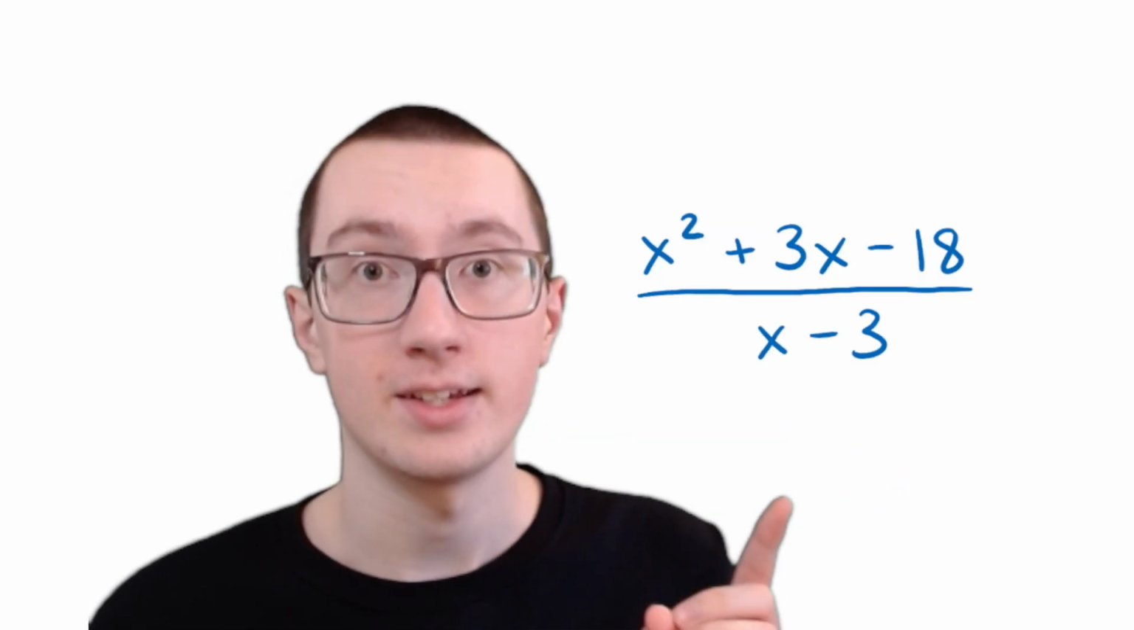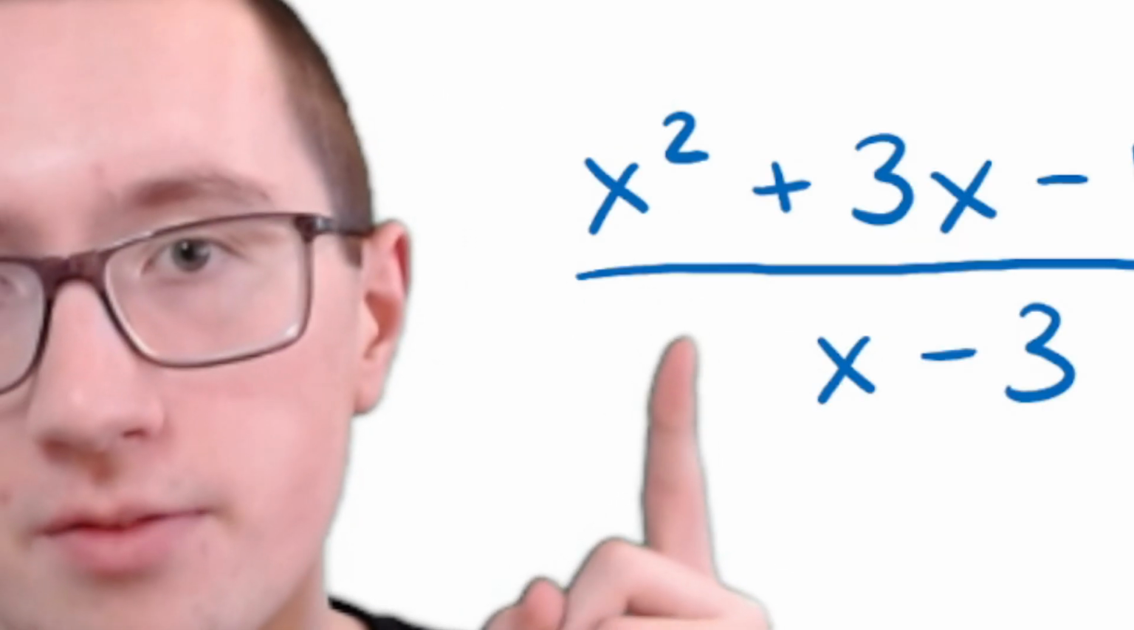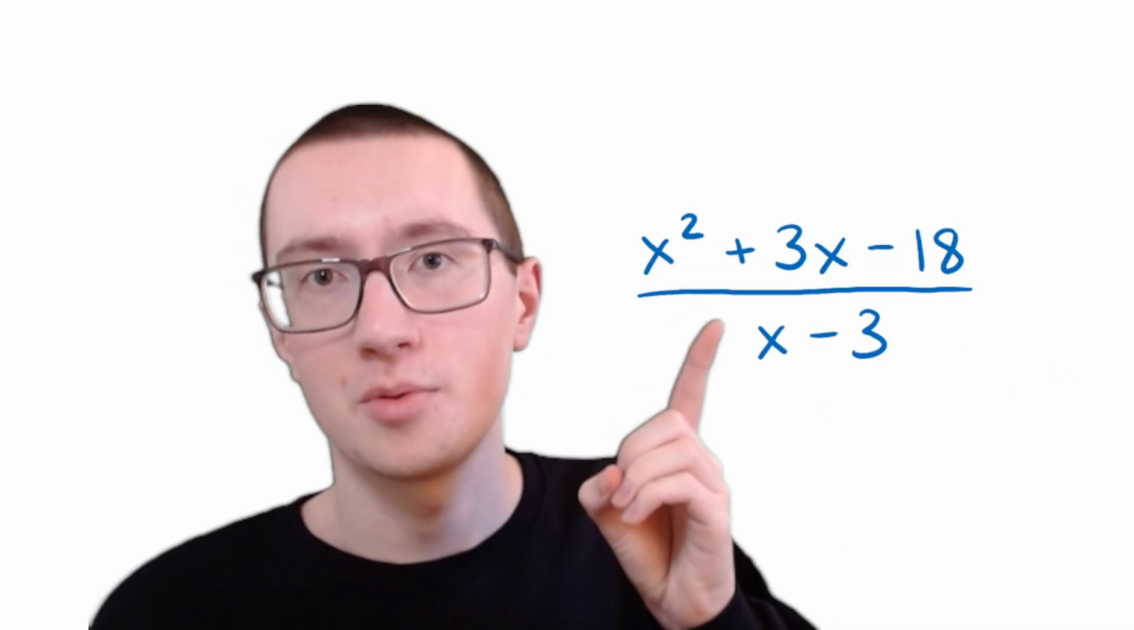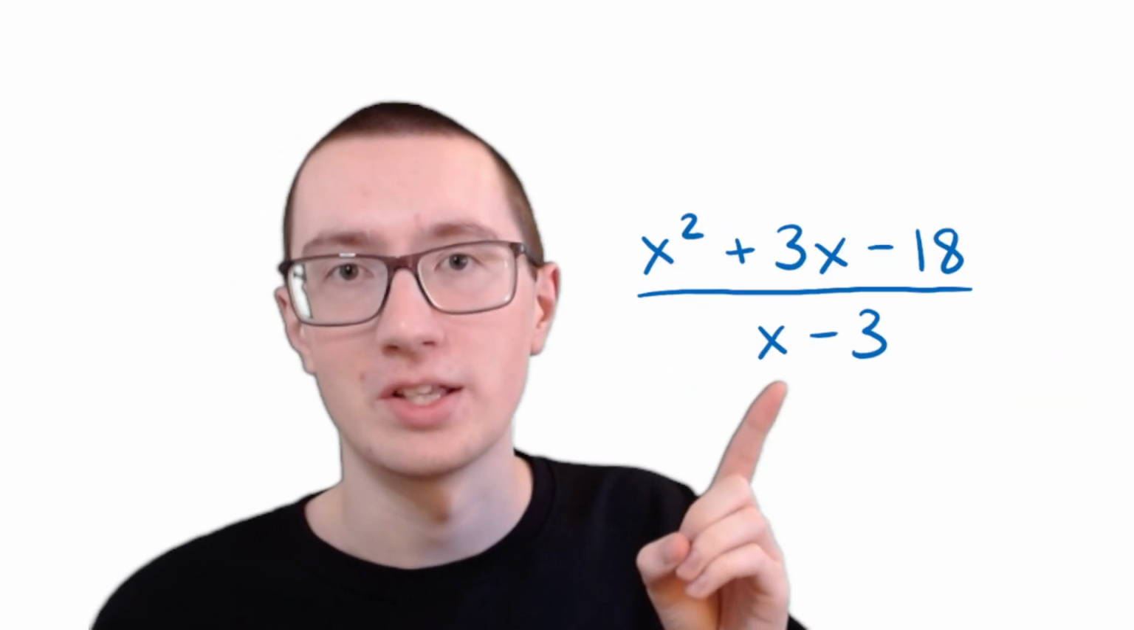So there you go. You now know how to divide a polynomial by a monomial. But this actually only works if you have a monomial at the bottom. What if you had something like this, where you have a polynomial at the top, but you also have a polynomial at the bottom? Well, to do that, we're going to need to use long division. So if you want to learn how to do that, then you can watch this video right here.